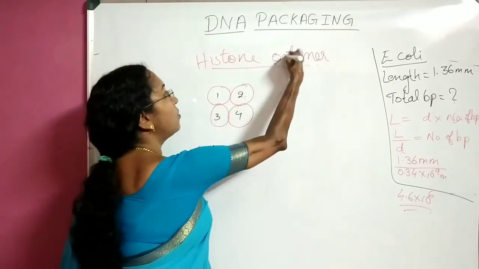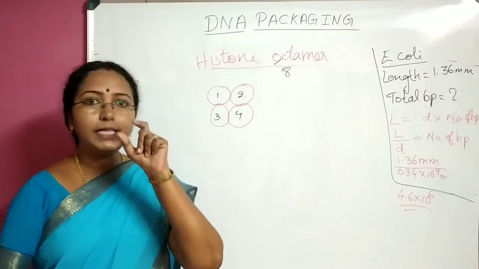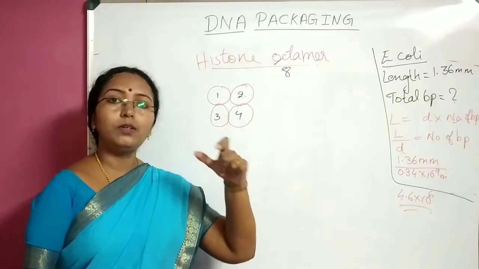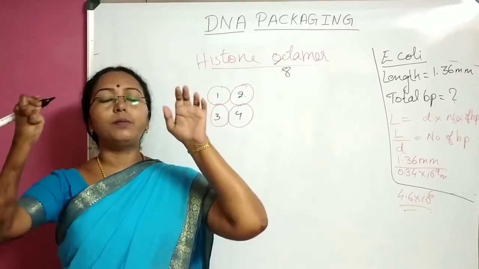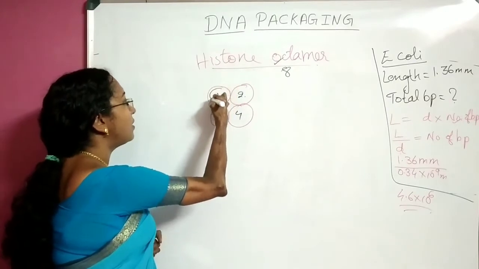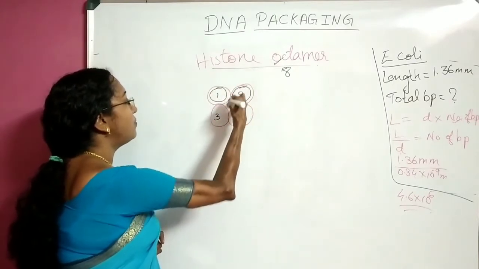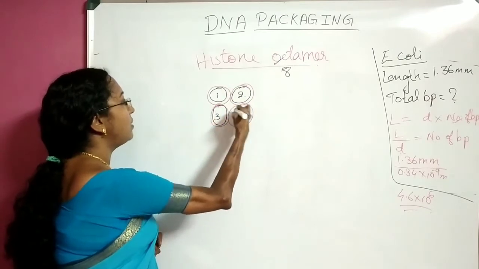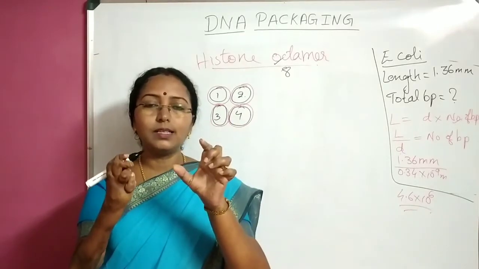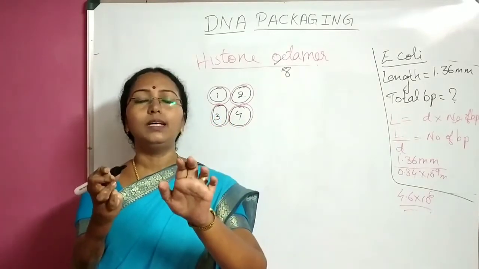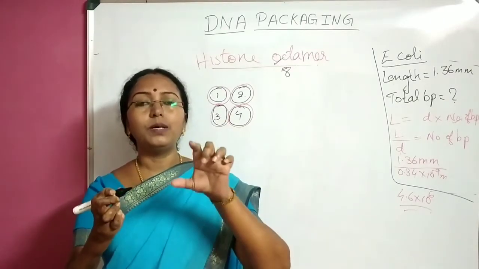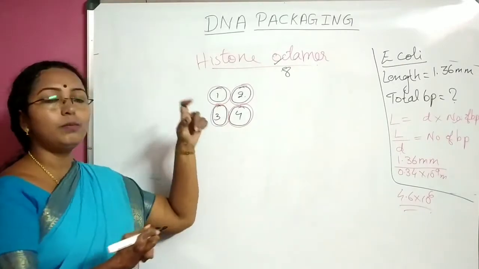But I have written here octamer. Octamer means 8 units should be there. Octa means 8. But here I have written only 4 units. What about the rest 4? The rest 4 are placed over these 4. Another one, 5th one, 6th one, 7th one, and 8th one. So you have 4 structures, and again 4 structures placed over the existing 4 ones, superimposed over that. Now you are getting 8 histone molecules.